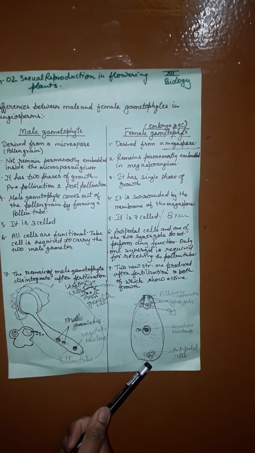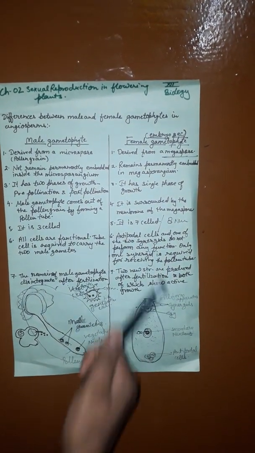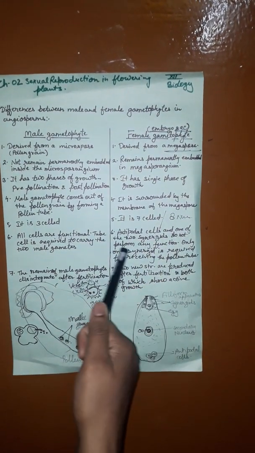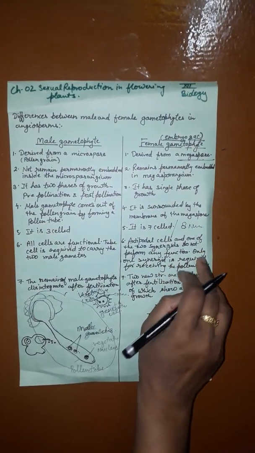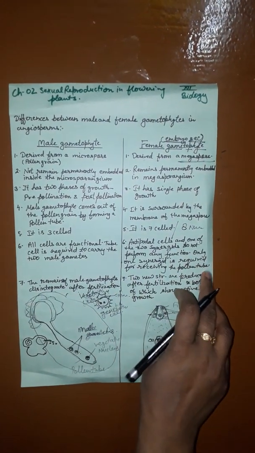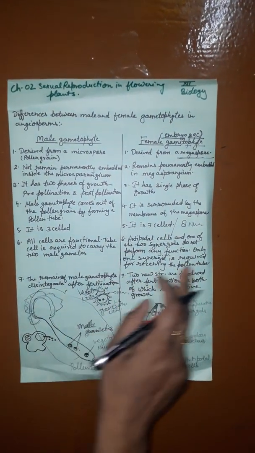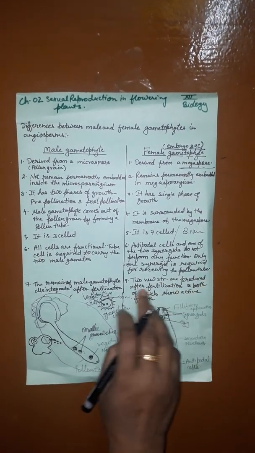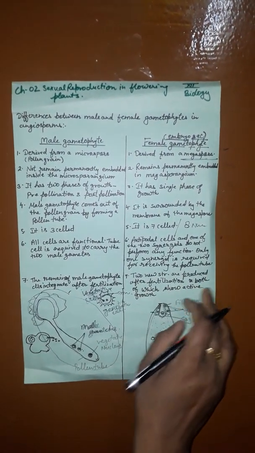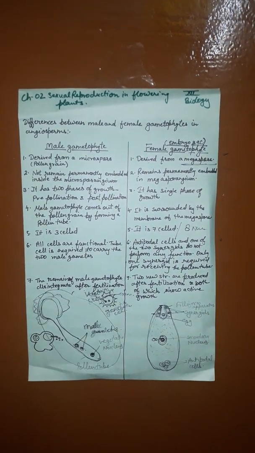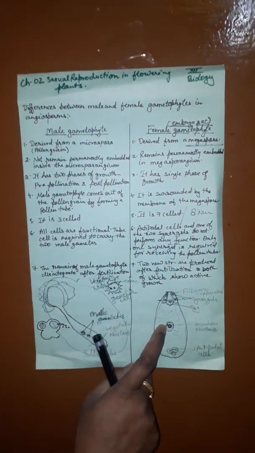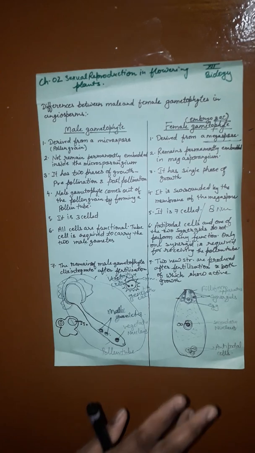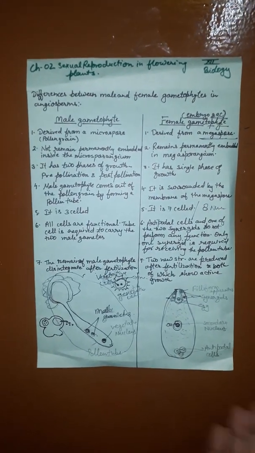The antipodal cells are on the opposite side from the egg cell. One of the two synergids does not perform any function. Only one synergid is required for receiving the pollen tube. Two new structures are produced after fertilization, both of which show active growth. Double fertilization occurs. One male gamete fuses with the egg cell and the second fuses with the polar nuclei, and two new structures form which show active growth.